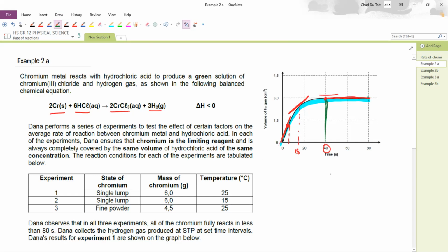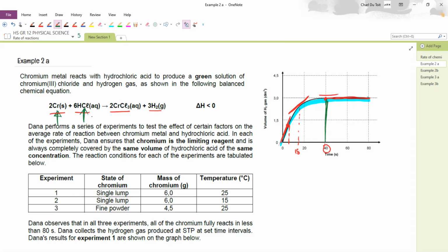So after 40 seconds, what do you think happened? What do you think happens? The gradient, the reaction stopped. Yeah, the reaction stopped. Basically, no more hydrogen gas is coming off the reaction, is being captured. That either means that my chromium is depleted, so there's no more chromium left, or it can mean that the hydrogen chloride is done. All the moles of hydrogen chloride are finished.